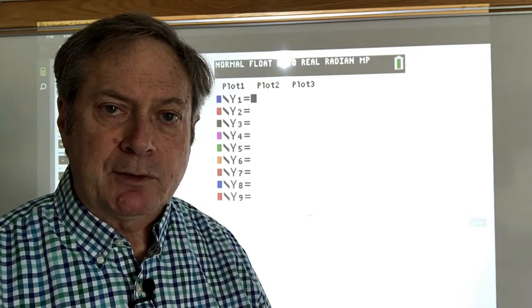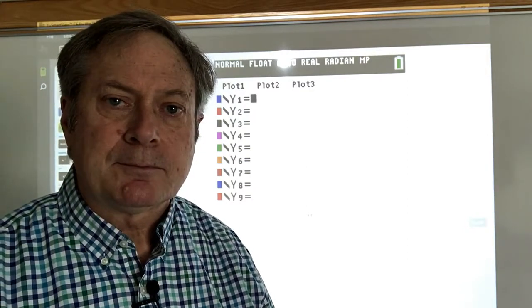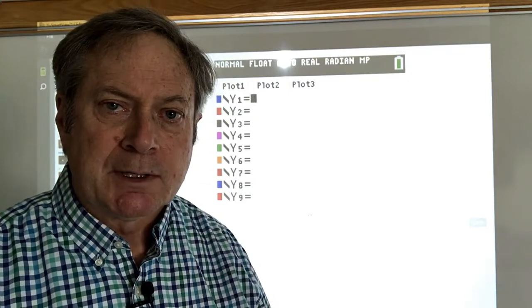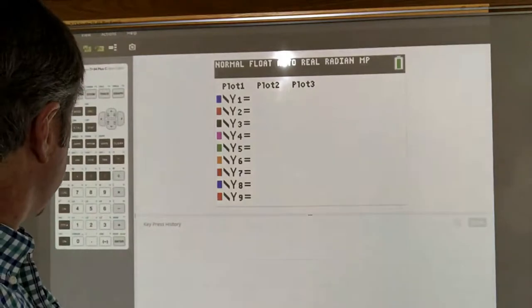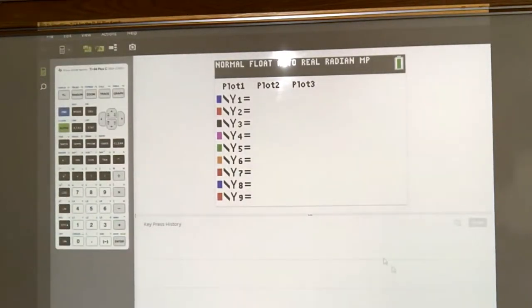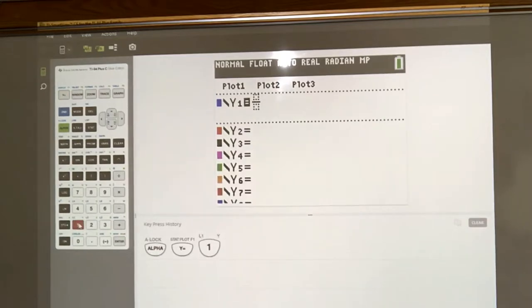So if you'd please go to the y equals menu. And there is a particular fraction template I want you to use. It's alpha y equals. Let's go there first. We're in the y equals menu to begin with, and we go alpha y equals. Now select number 1, n over d, which stands for numerator over denominator.